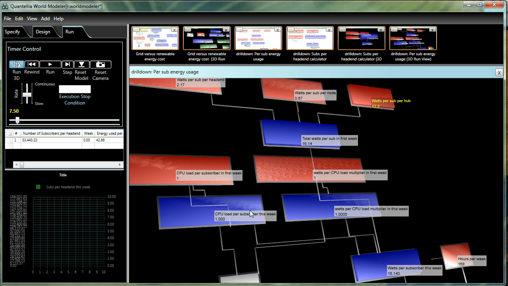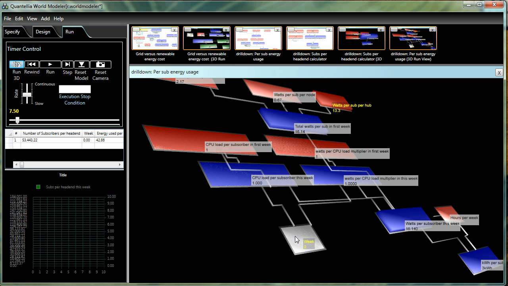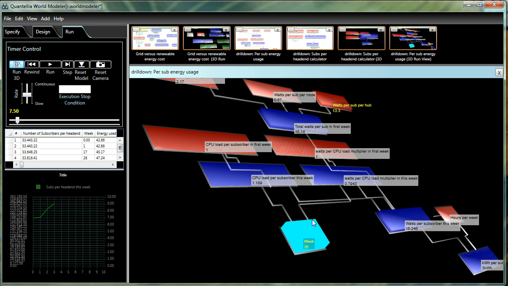And then again, these 4 boxes are going to apply a factor to that, and we'll just run this manually for a second so you can see what it does. What happens is I'm increasing the weeks here, and you can see the CPU load, as a function of the first week load. We'll call the first week load 1, and then the CPU load per subscriber in later weeks.